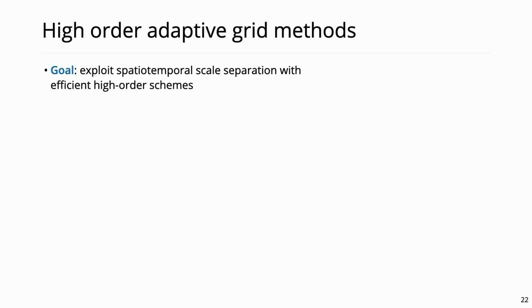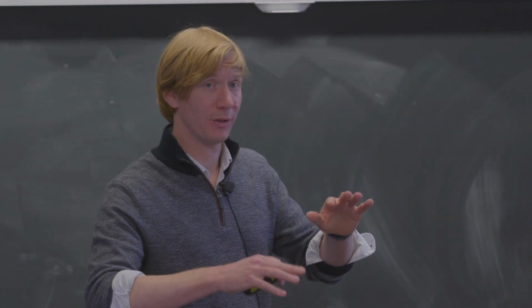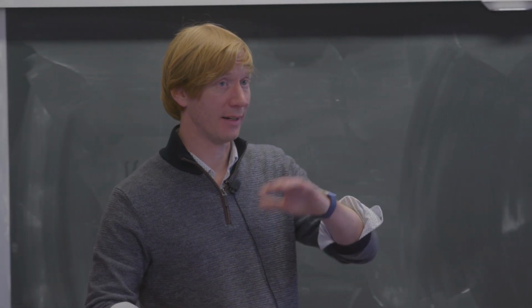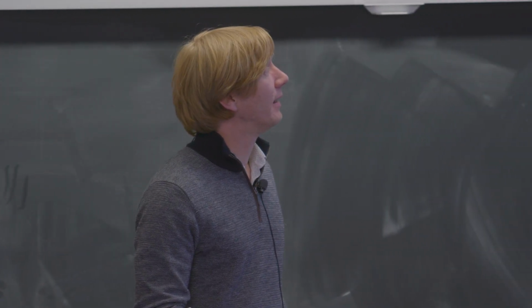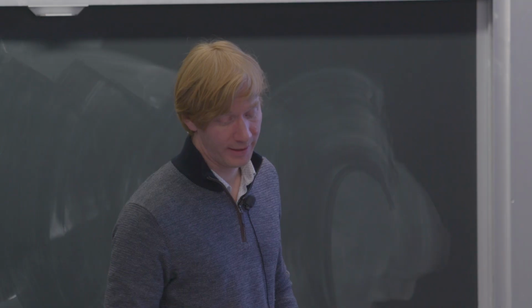The goal of that branch of research is to exploit spatiotemporal scale separations with efficient high-order adaptive schemes. Challenges are coming up with effective indicators, so deciding when to refine and when to coarsen, doing the actual refinement and coarsening in a way that is consistent with your discretization, and performing the actual discretization on multi-level grids. So how do you compute ghost points if your neighbor is finer or coarser than you are? And in 3D, we want to do this in a parallel, load-balanced way.